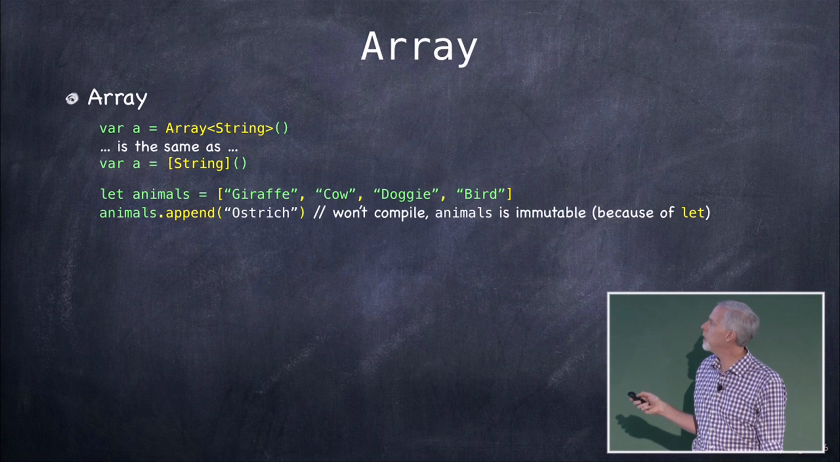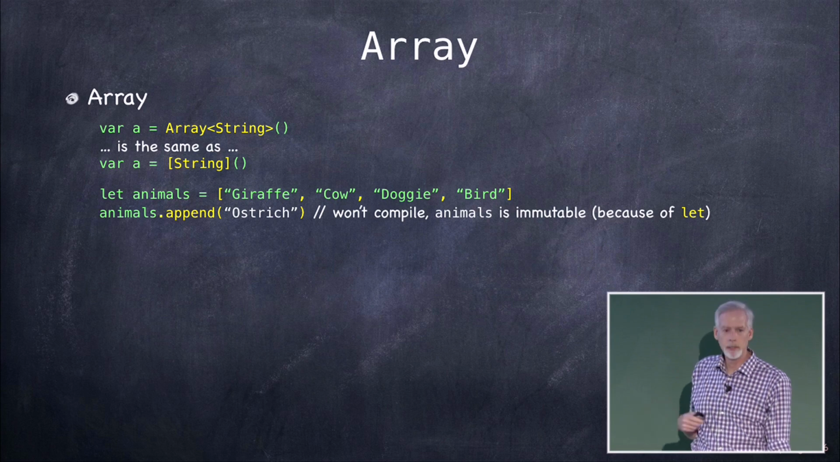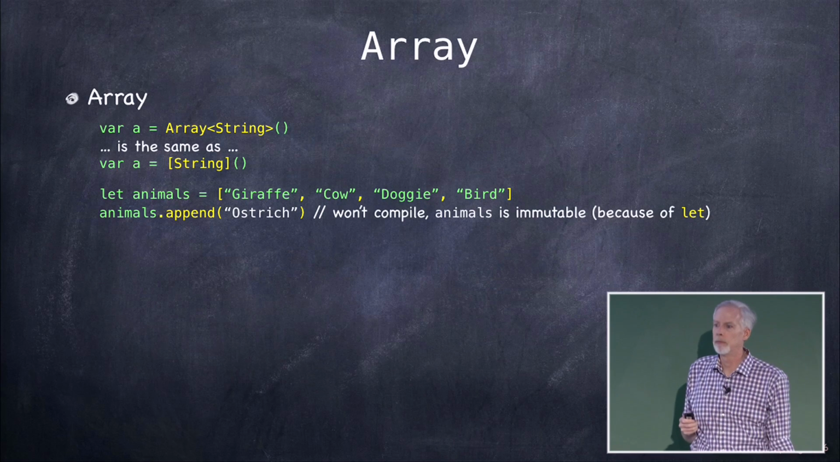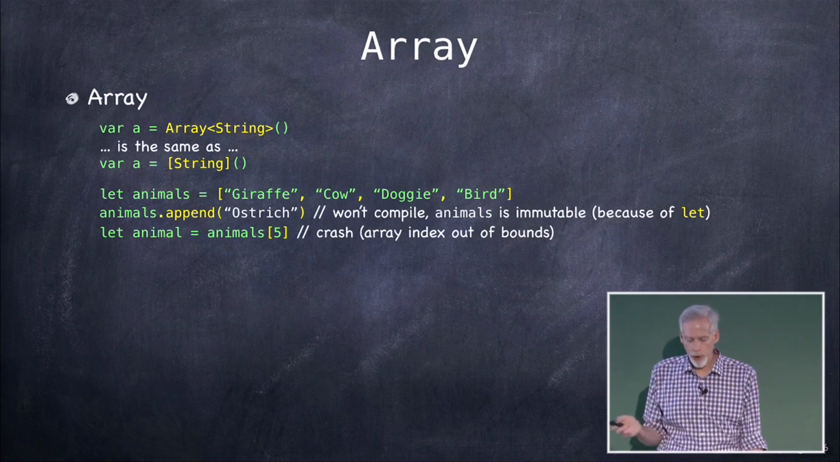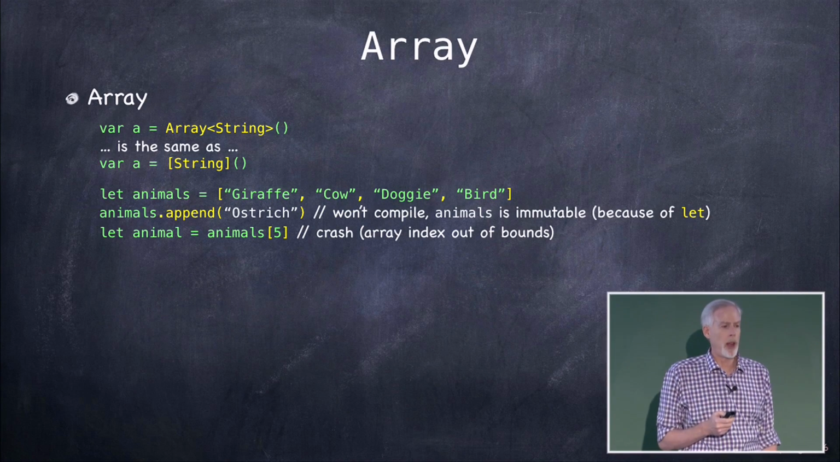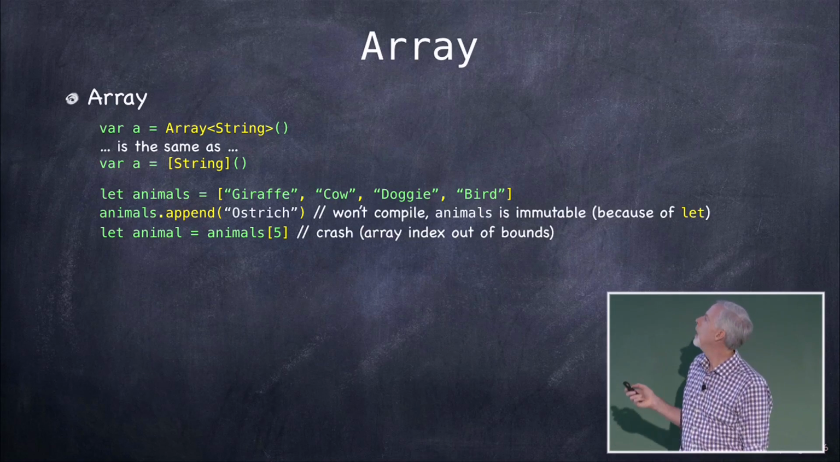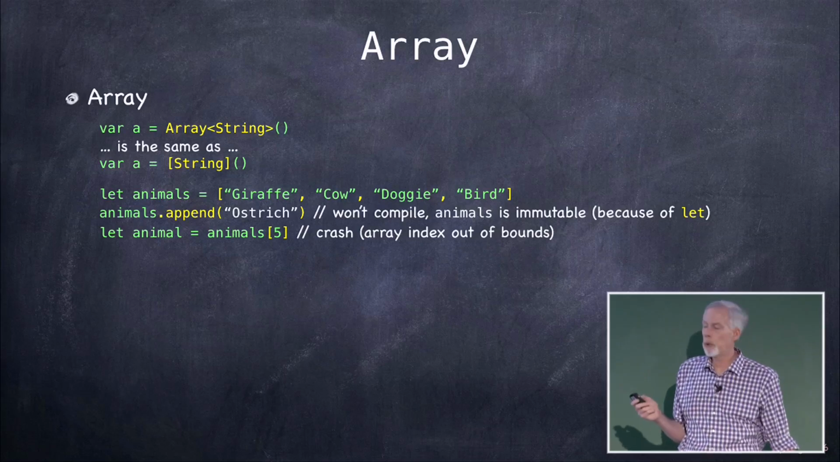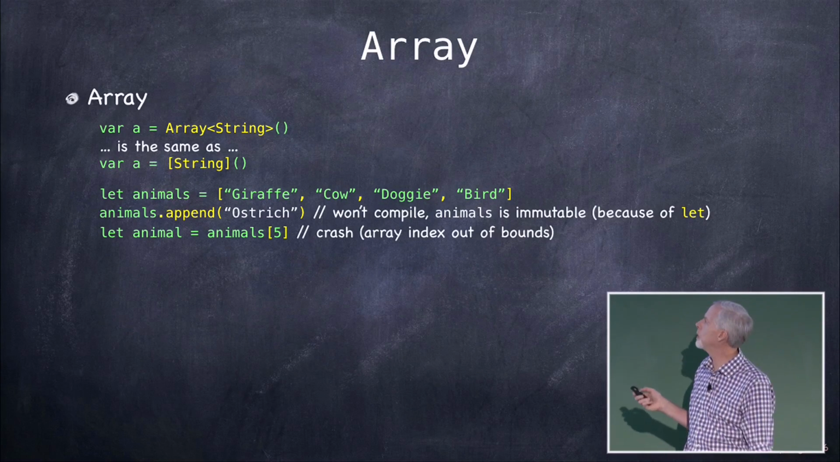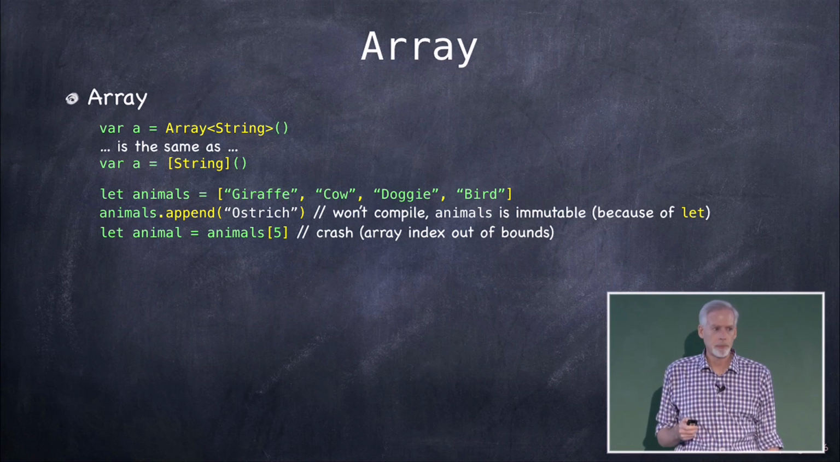That's because animals is let. It's a constant. So this is a constant array. It cannot be modified. If I put var right here, no problem. It would work. Okay? Now, if I say let animal equal animal sub 5, that's going to crash my program. Array index out of bounds, just like most programming systems do. It's one of the few cases that you can crash your program in Swift. We know unwrapping optionals is one. This is another one. If you array index out of bounds, it will crash.